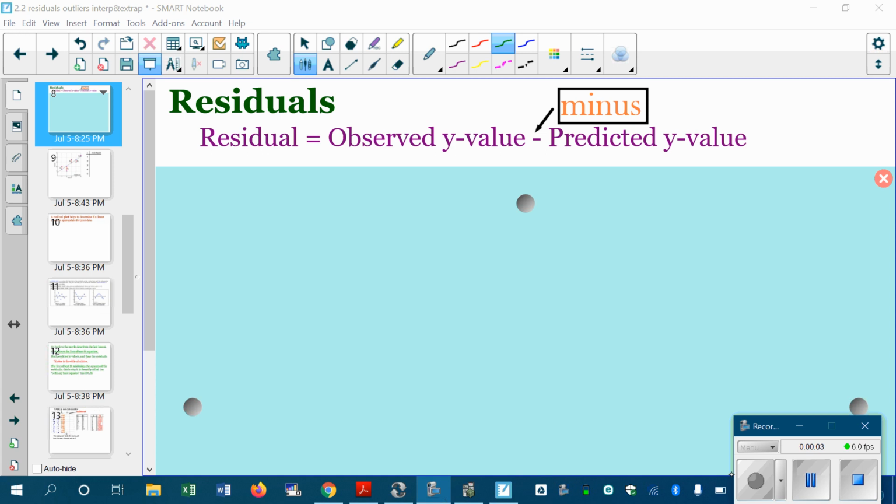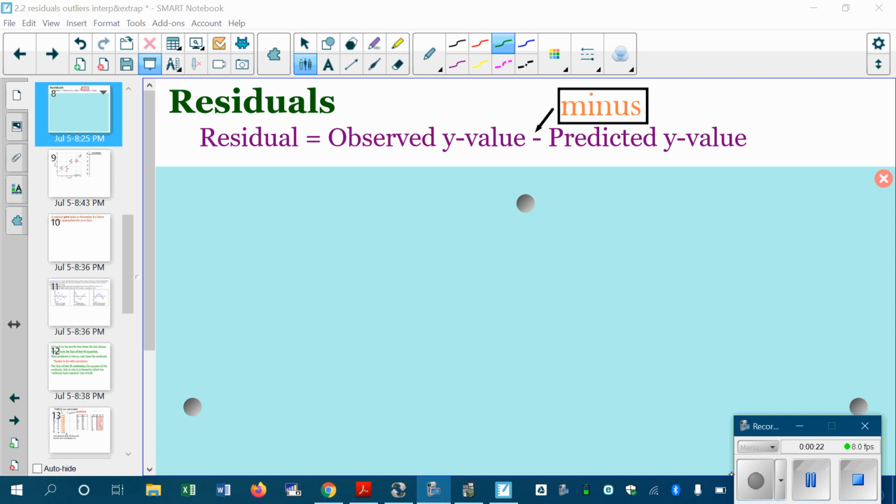Hi, this is a lesson that is going to discuss residuals, residual plots, outliers relative to a scatter plot, and interpolation and extrapolation. So kind of a lot. Make sure that you're all set by having your graphing calculator handy and something to write with to take your notes, and let's get to it.